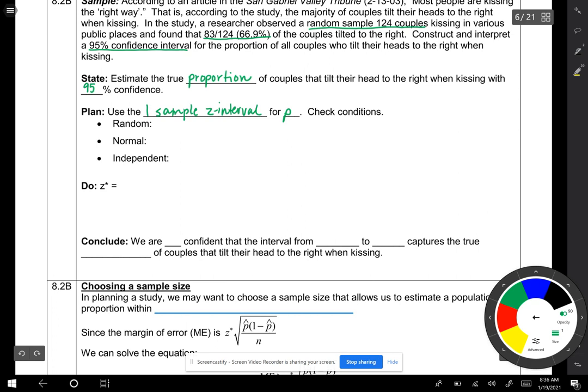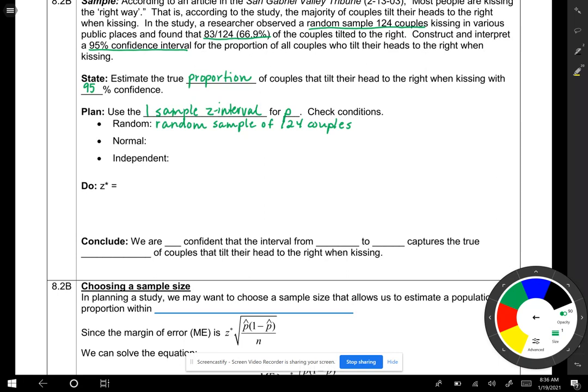Okay, for P. Check the conditions. So is this from a random sample? It's a random sample of 124 couples. Always refer back to the context of the problem.